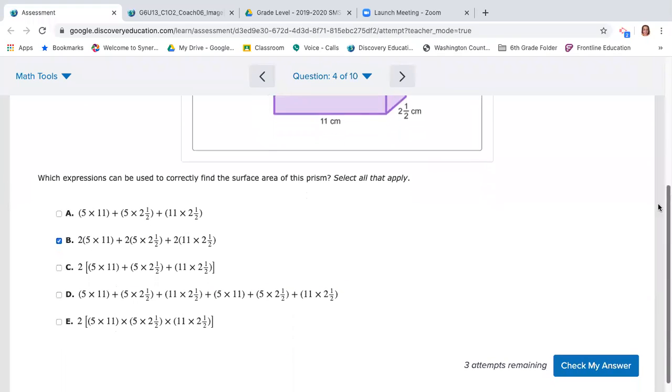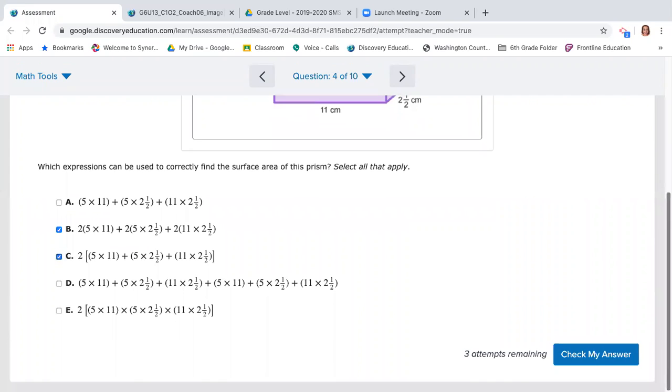Then what we can see is that C is actually correct too, because we're doing 5 times 11, 5 times 2.5, 11 times 2.5, but then we are taking it all and timesing it by 2. And then the other one that is correct is actually D. The reason why D is correct is this one and this one takes into consideration 2 times that. This one and this one and this one and this one. So it is actually 3 answers, B, C, and D.